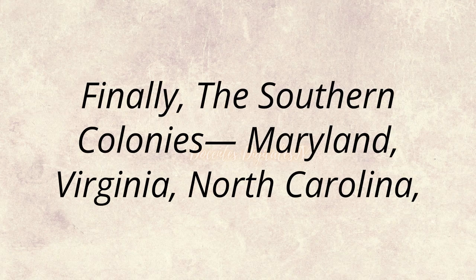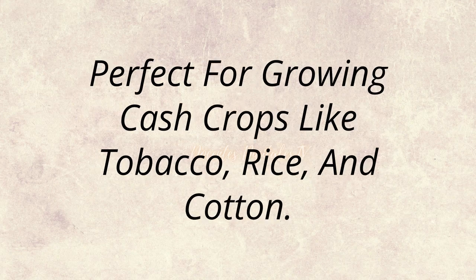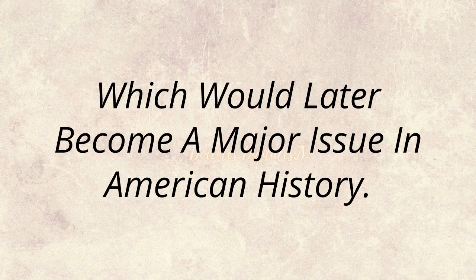Finally, the southern colonies, Maryland, Virginia, North Carolina, South Carolina, and Georgia, had warm weather and fertile land, perfect for growing cash crops like tobacco, rice, and cotton. These plantations depended heavily on enslaved labor, which would later become a major issue in American history.